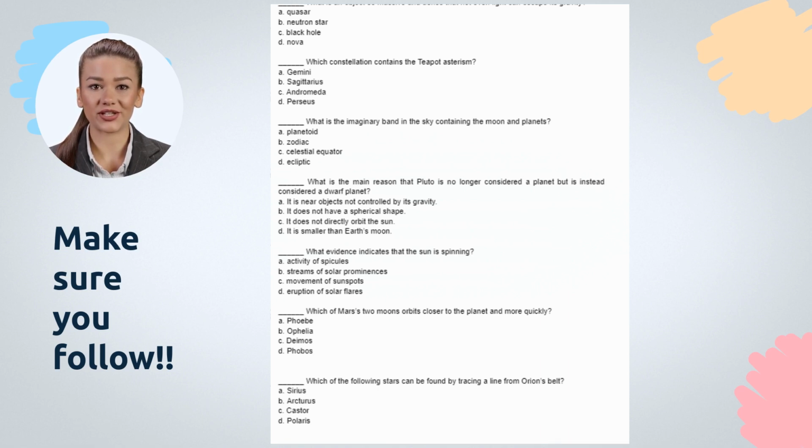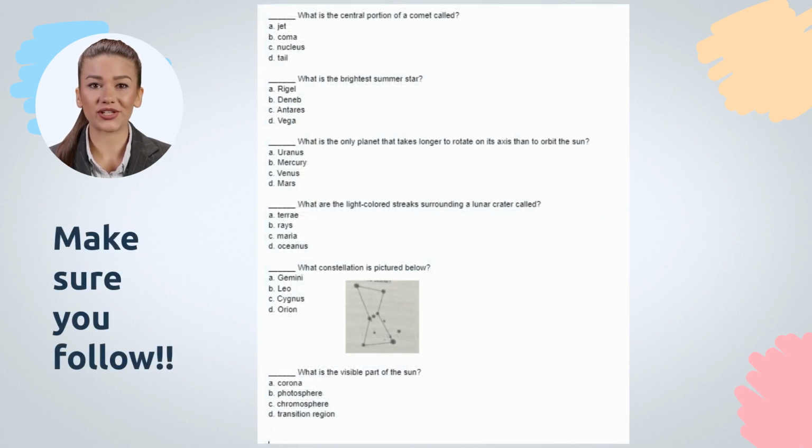Which of the following stars can be found by tracing a line from Orion's belt? A. Sirius. B. Arcturus. C. Castor. D. Polaris. What is the central portion of a comet called? A. Jet. B. Coma. C. Nucleus. D. Tail.